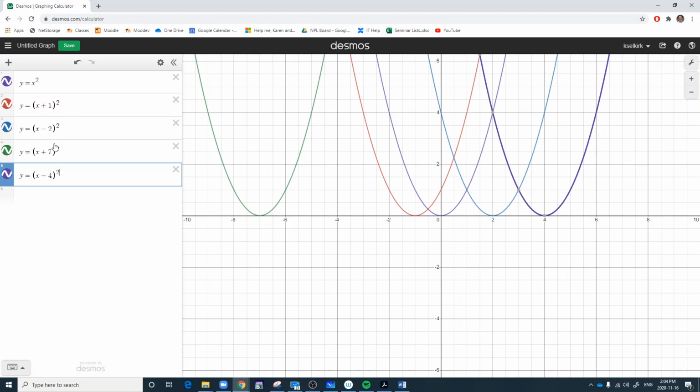So whatever's happening to x, we say that it's opposite as it appears in the graph. If it's a plus 1, it means you move left 1. If it's a minus 2, it means you move right 2. If it's a plus 7, you move left 7. And if it's a minus 4, you move right 4. So let's look at this in practice. Let's go back to the note.